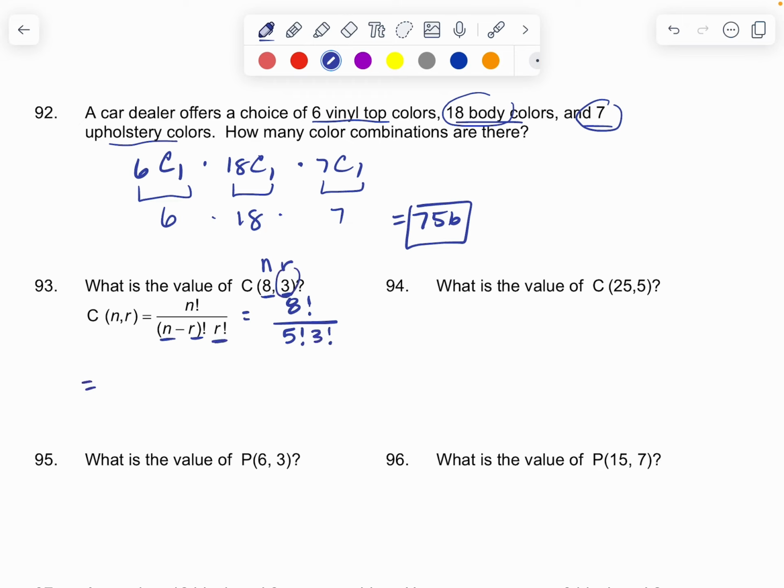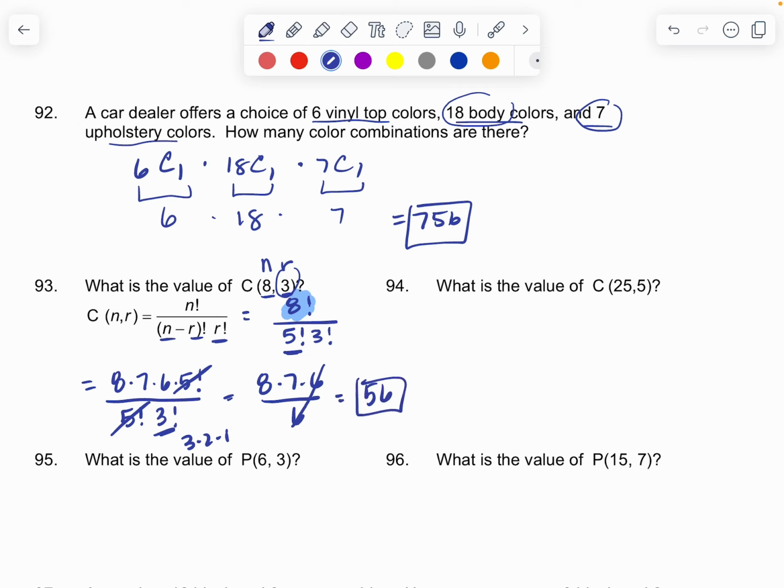Now, let's simplify this. I always want to start with the biggest one. So the biggest one is the 8, and I'm going to break it down. So this is 8 times 7 times 6 times 5 factorial. The reason why I'm stopping there is because there's a 5 factorial on the bottom that's going to cancel out with it. So cancel, cancel. And then I have 8 times 7 times 6 all over 3 factorial, which is 3 times 2 times 1, which is just 6. These cancel, and the 8 times 7 is 56.